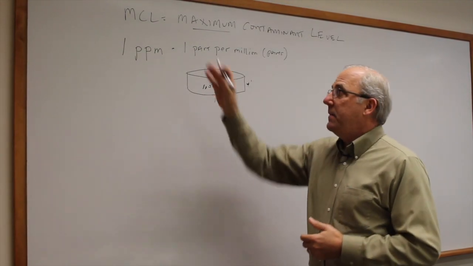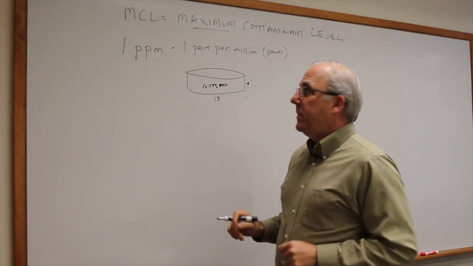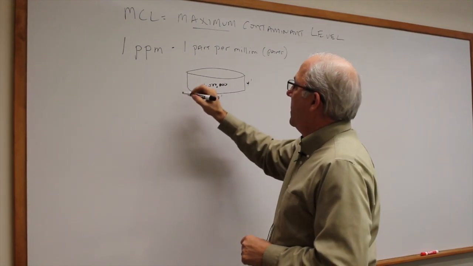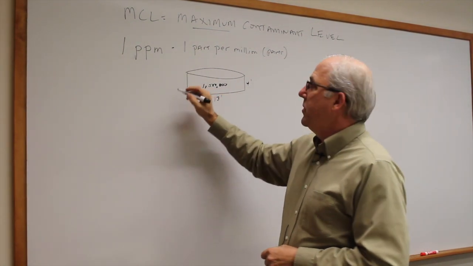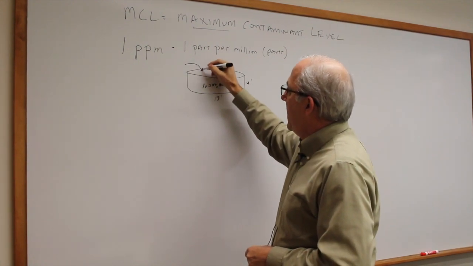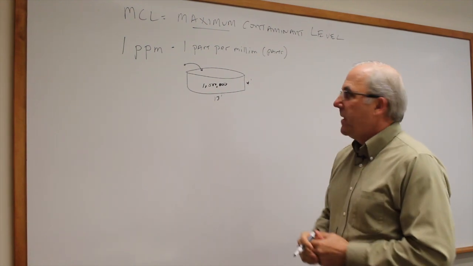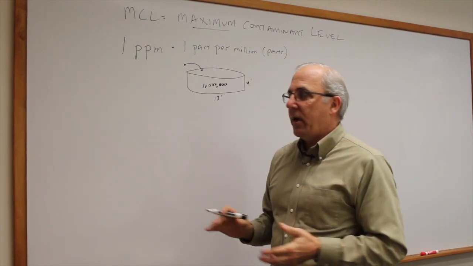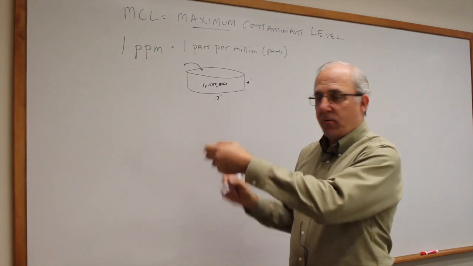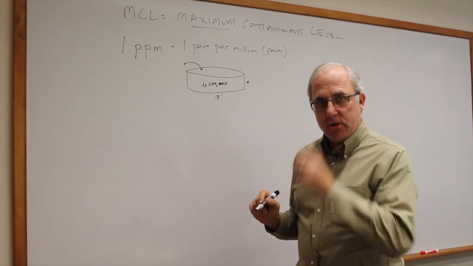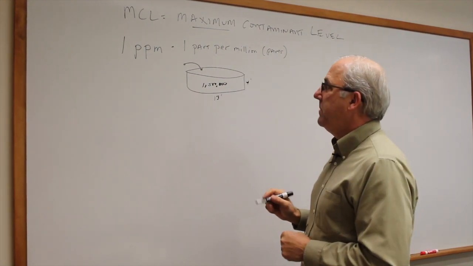So if the contaminant limit is 1 ppm, as shown here, then the EPA is saying you're allowed to put in 1 tablespoon into that 1,000,000 tablespoons, mix it all around, get it all spread out and diluted, and then grab a glass of water out of that tank and drink it, and you'll be safe. That's what 1 ppm means.